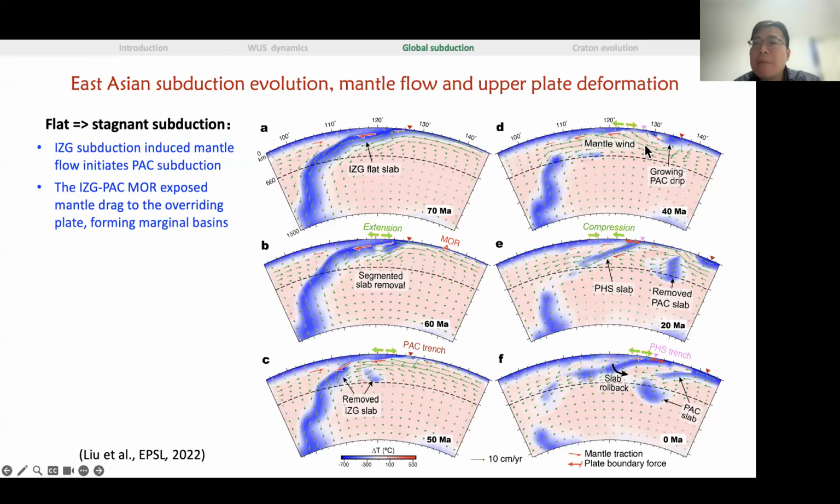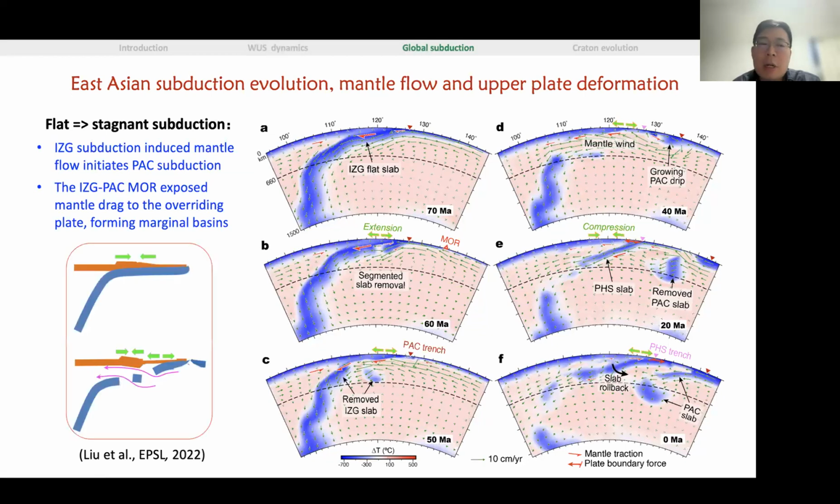So that means mantle wind has two roles. First, the mantle wind eventually caused the Pacific plate to subduct. And on the other hand, the mantle wind during a lot of time, because there's no slab above, was directly applied to the base of the overriding plate, and that caused the overriding plate to extend. That is the formation of the marginal basins.